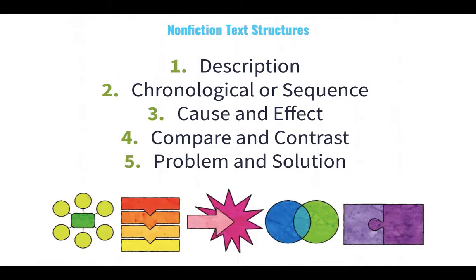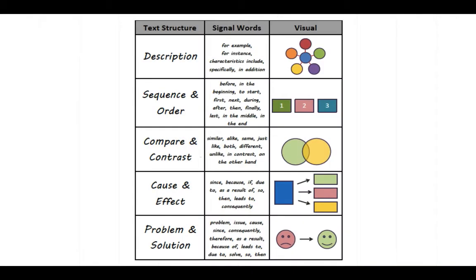Remember, we are talking about 5 different types of nonfiction text structures: description, chronological or sequence, cause and effect, compare and contrast, and problem and solution. The 5 graphic organizers at the bottom represent ways you could take notes if you are reading an article that's written in description, or chronological, or cause and effect, compare and contrast, or problem and solution. Here we have a familiar anchor chart with signal words and visuals to match note-taking. Remember, for us, sequence and order is the same as chronological.